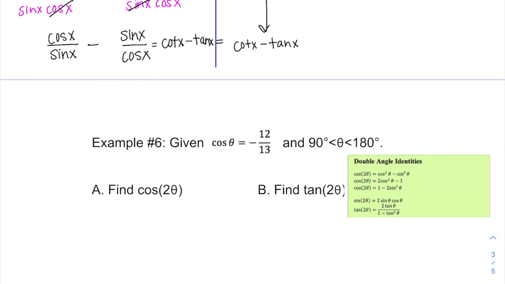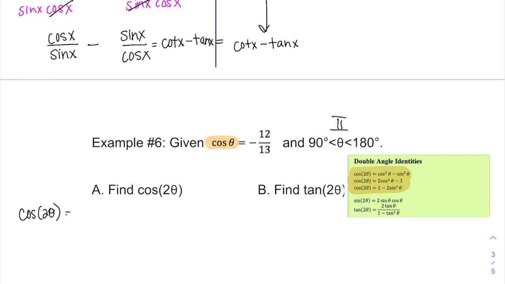So we're given that cosine theta is negative 12/13 and theta is between 90 and 180, which means theta is in the second quadrant. So the first thing I need is cosine 2 theta. So I'm going to go to my formulas first. I have 3 formulas to choose from. And it makes no difference which one we choose here, but I'm going to be really strategic about it. I know something about cosine theta. So if I want to do the least amount of work, is there a formula that only involves cosine? And there is. It's the middle formula. So that's what I'm going to use.